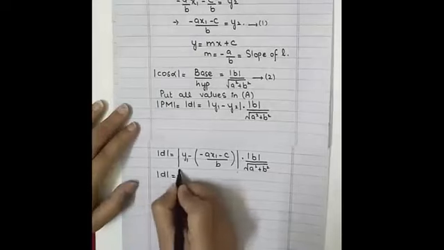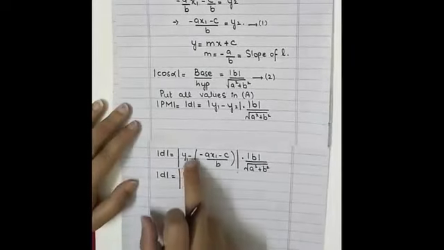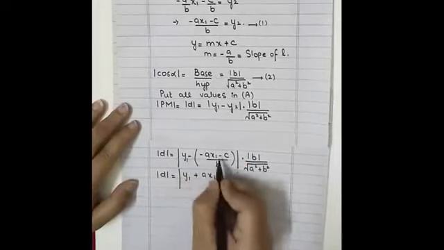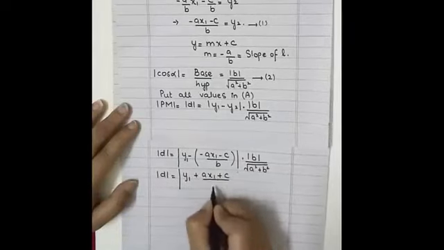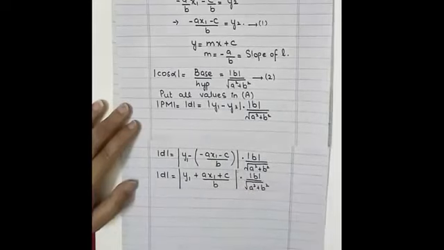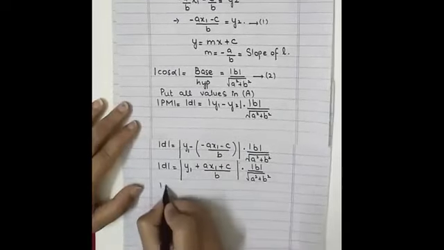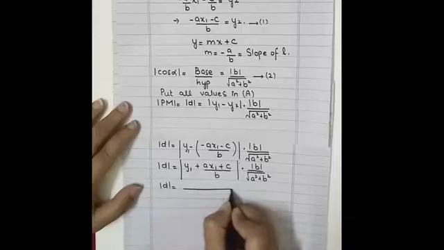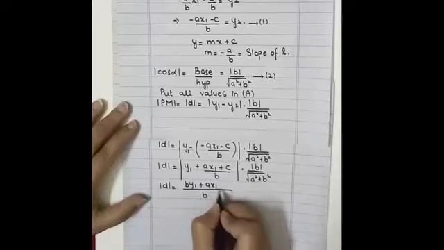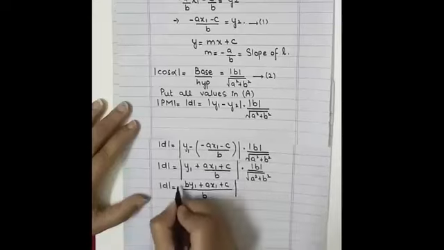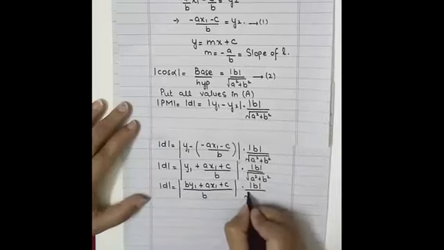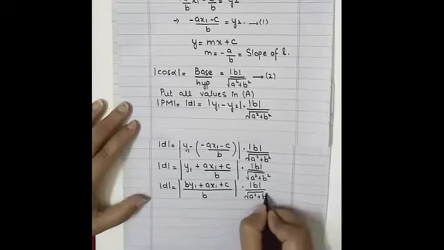Now d is equal to y1, and multiplying the minus sign with this equation, we have minus minus plus: plus ax1 over b plus c over b, and this will come as it is. Okay, now taking LCM, we have by1 plus ax1 plus c over the square root of a square plus b square.